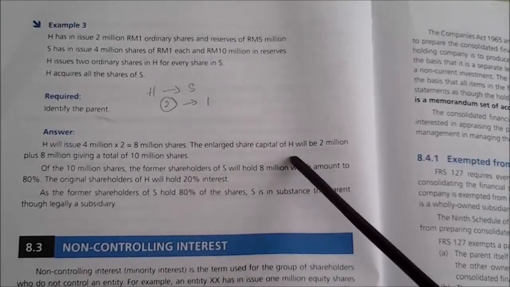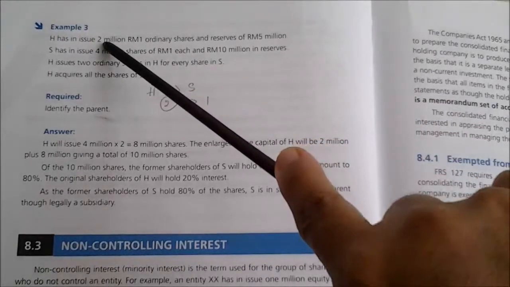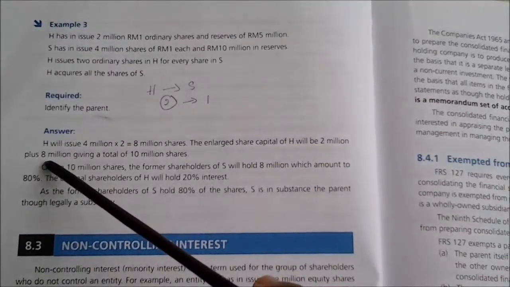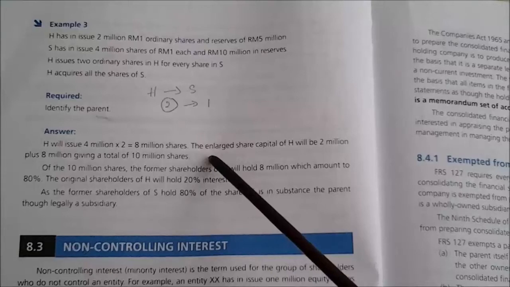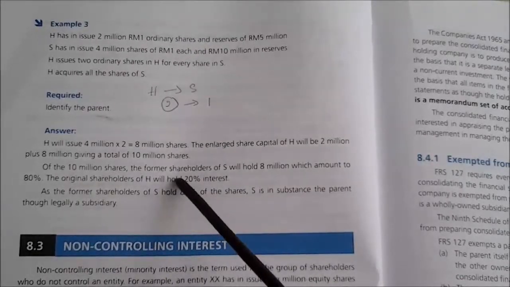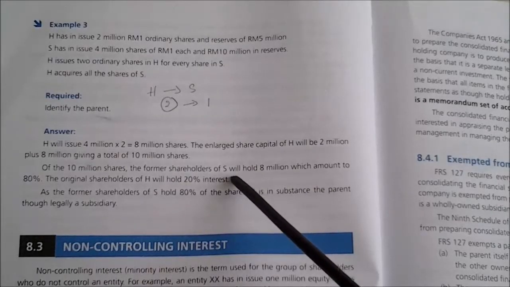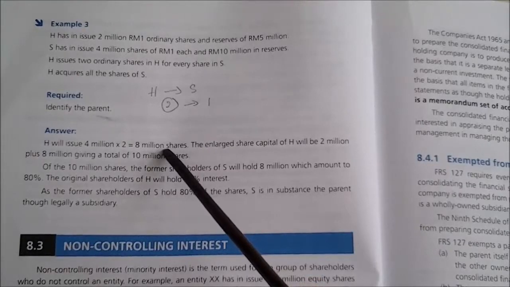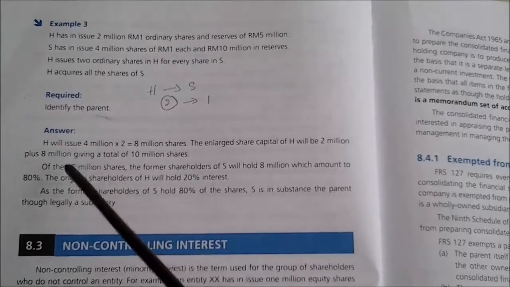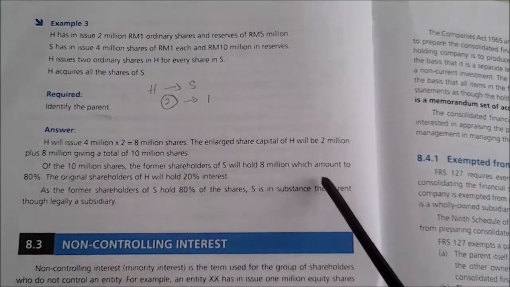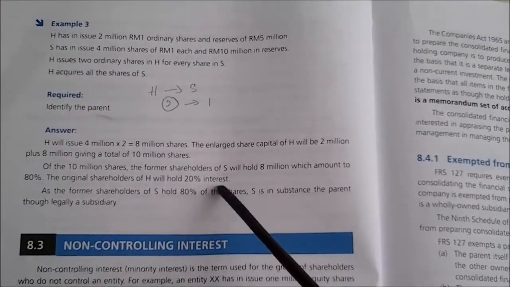So the enlarged share capital of H will be, previously they only had 2 million, now they have 2 plus 8, giving a total of 10 million shares. Okay, of the 10 million shares, the former shareholders of S, remember S now holds 8 million shares in H, 8 million out of 10. Therefore, the original shareholders of H only hold 20%.